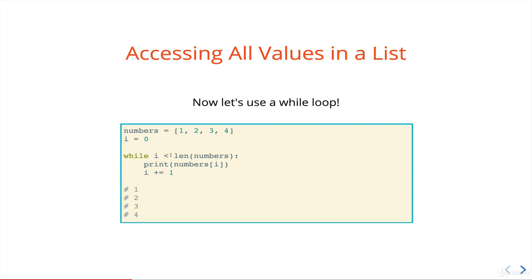And notice it's less than, not less than or equal to, because length is 1, 2, 3, 4. And if we tried to access numbers square bracket 4, that's out of the list range, so we need to do less than the length. And then all we do is access numbers i, and we have to add 1 to i each time through, otherwise we get an infinite loop.